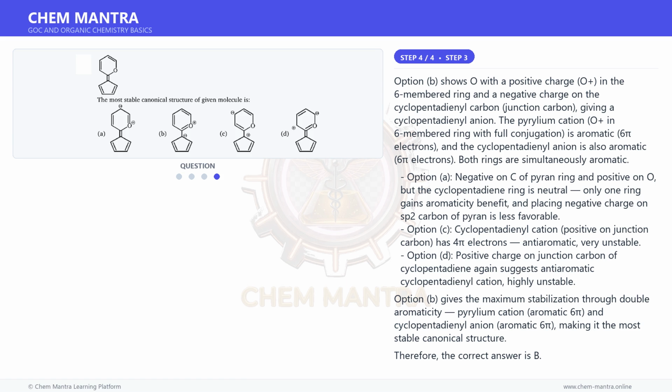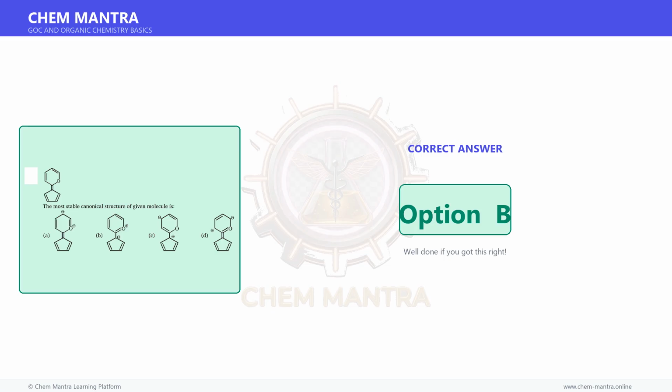Option B gives the maximum stabilization through double aromaticity, the pyrylium cation, aromatic 6 pi, and the cyclopentadienyl anion, aromatic 6 pi, making it the most stable canonical structure. Therefore, the correct answer is option B.